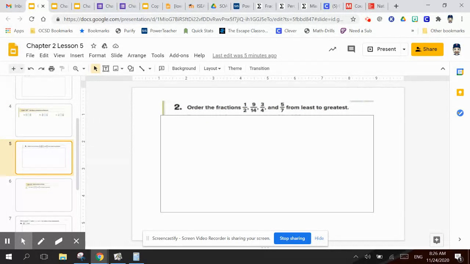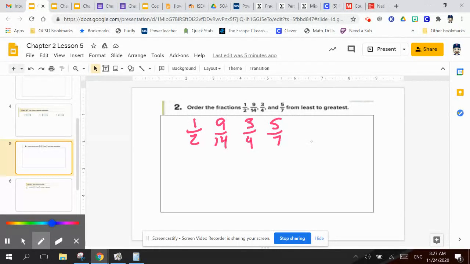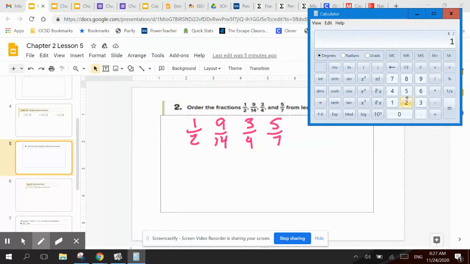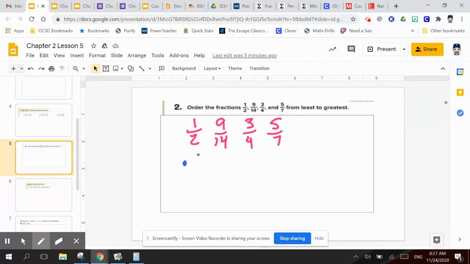So when it comes to ordering fractions, the easiest thing to do is to change each fraction into a decimal and then compare. So when I look at my fractions up above, I have 1/2, 9/14, 3/4, and 5/7. So I'm going to change each of those to a decimal before I compare. By changing these into a decimal, I would take my calculator and I would divide. 1 divided by 2 is 0.5.